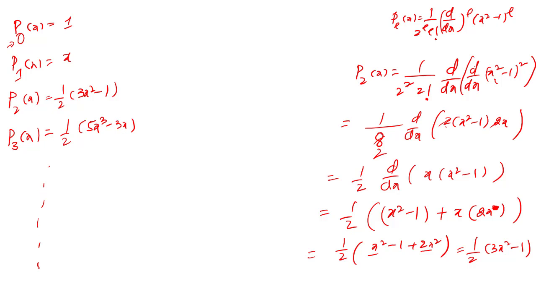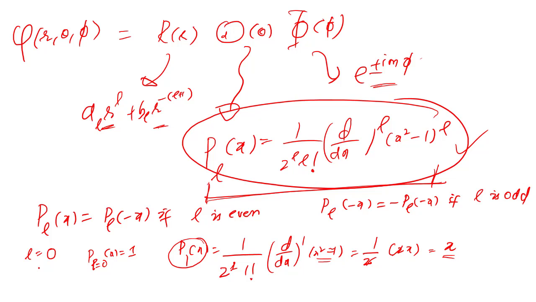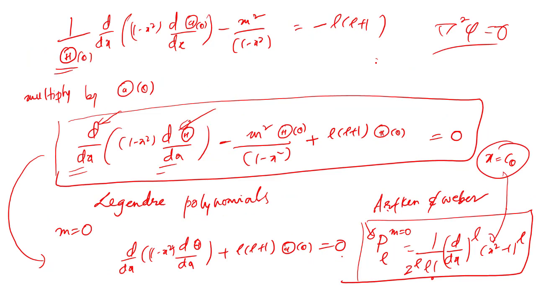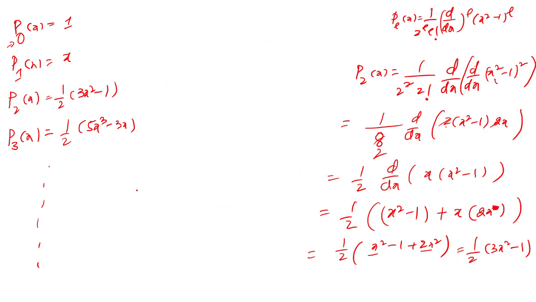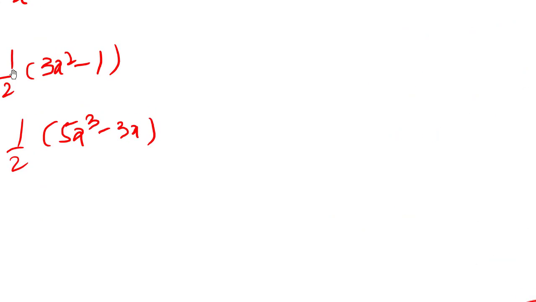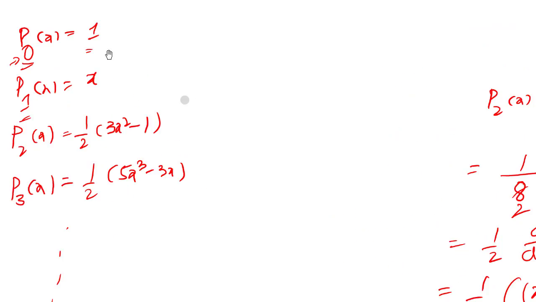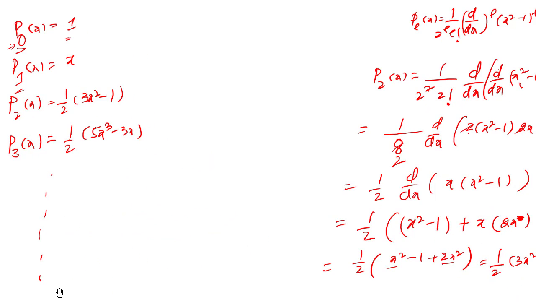So these polynomials are the solution to the equation here for theta. And the special property is these functions are even if L is even, and they're odd if L is odd. Let's see if that's true here. So for 0, that's 1, right? So that doesn't matter. And for L equal to 1, P1 is x, which is odd, so L is odd.